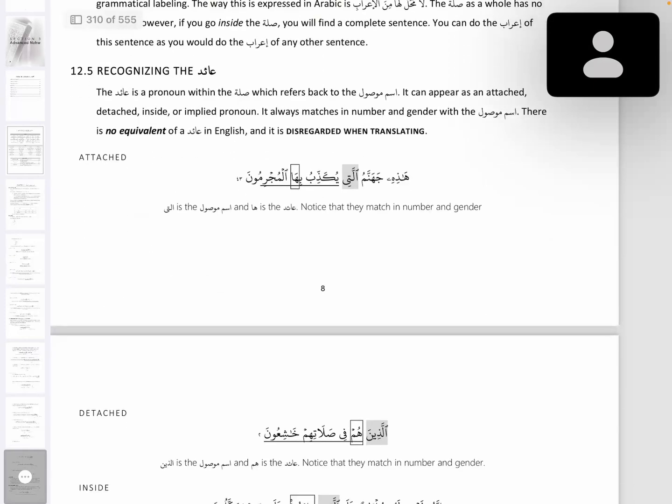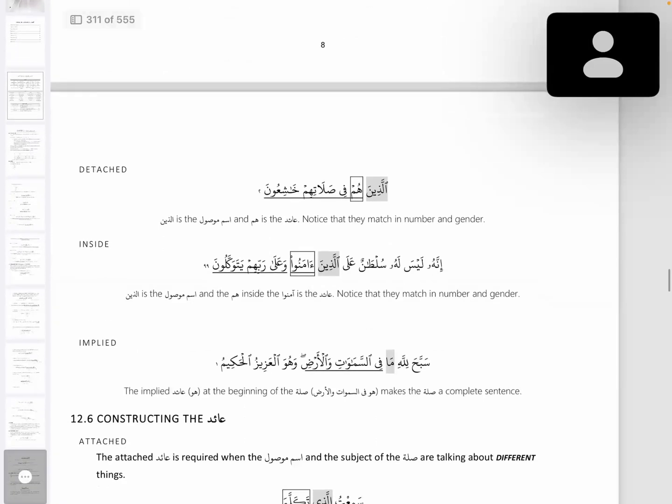So here, hazihi jahannamu allati yukazzibu bihal mujrimun. In this ayah, ha is the aid. Notice that they match in number and gender. Allazina hum fi salatihim khashi'un. Here, hum is the detached version.